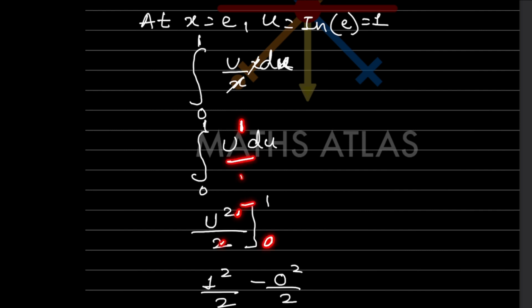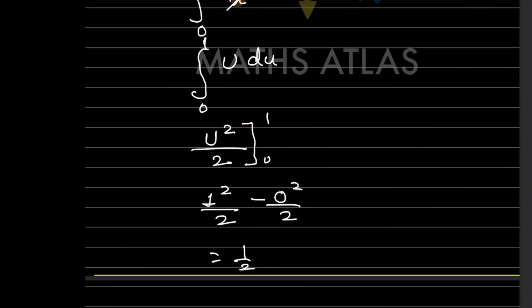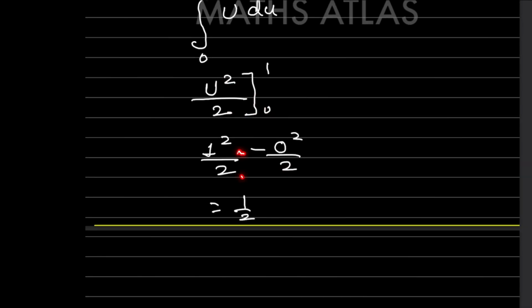And from 0 to 1, put a square bracket. So now we take 1 square divided by 2, minus for the lower limit 0 square divided by 2. So it will be 1 divided by 2, minus 0 divided by 2, which means 0. So the answer is 1 by 2.